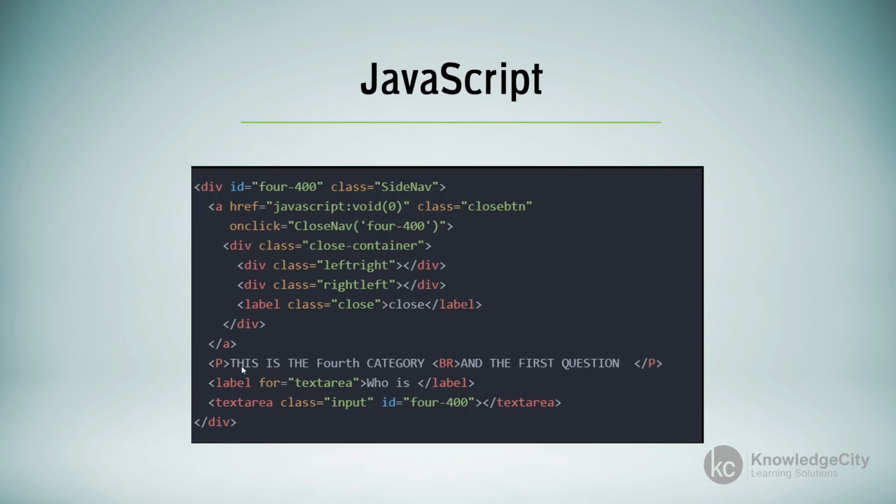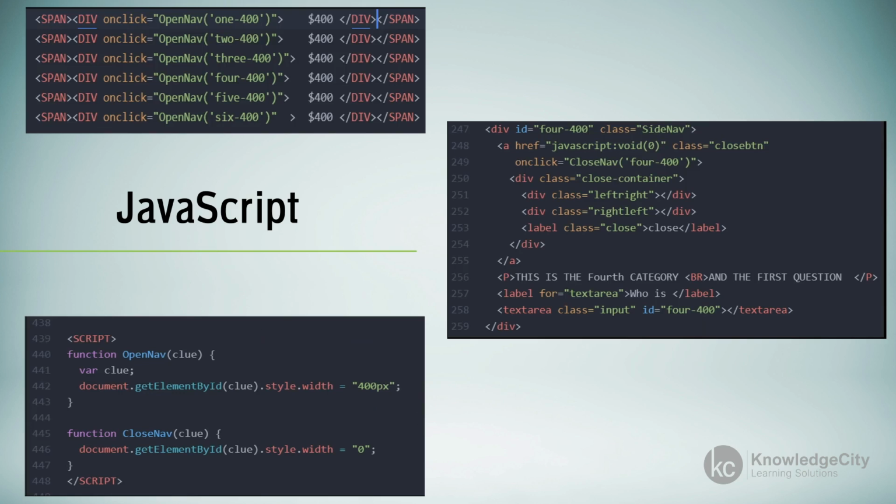I've got some text that is a placeholder telling me that this is the fourth category in the game and the first question, and I'm going to call it a who is question. I don't have the question yet, but I've got a placeholder, and I'm going to accept some input as an answer. Let's take a look exactly how that looks.